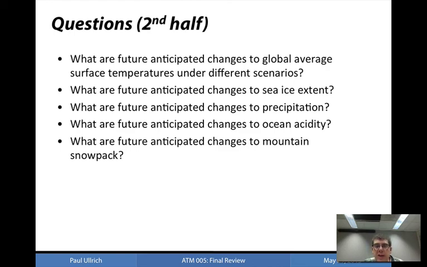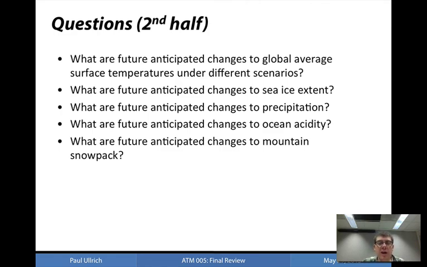Future anticipated changes to sea ice extent. We anticipate that sea ice, in particular in the North Polar regions, will contract substantially, and we expect under the business as usual scenario that sea ice will disappear entirely. In terms of precipitation, we anticipate wetter areas of the world will become wetter and drier areas of the world will become drier, even though total precipitation worldwide will generally increase.